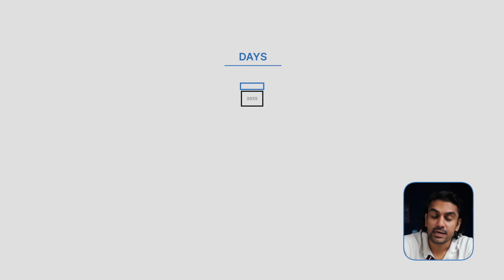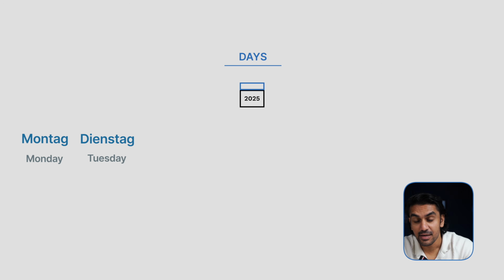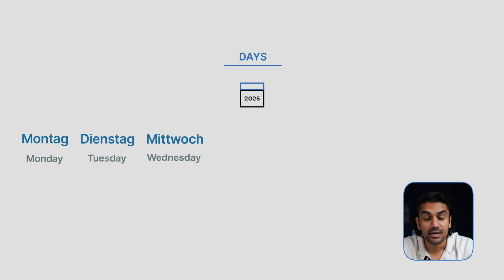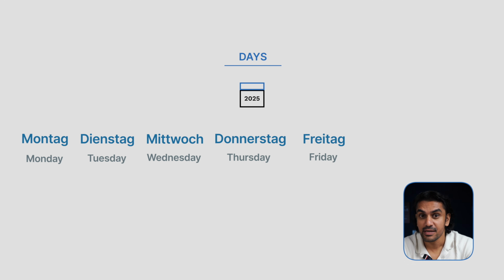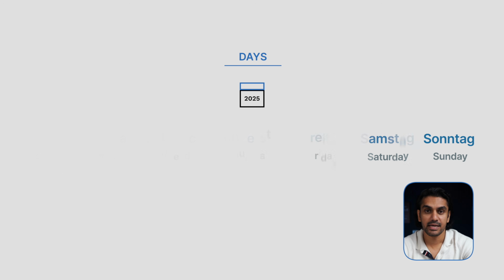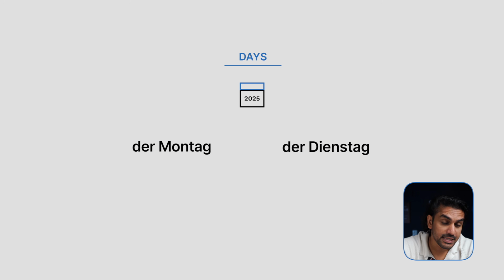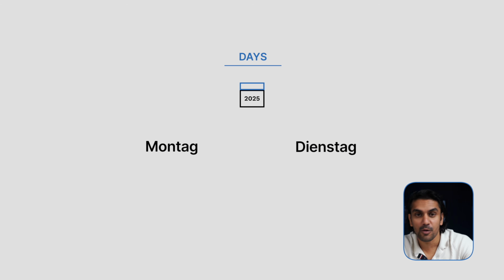Now, let's talk about the days of the week, or Wochentage in German. You can repeat after me. Montag, Monday, Dienstag, Tuesday, Mittwoch, Wednesday, Donnerstag, Thursday, Freitag, Friday, Samstag, Saturday, and Sonntag, Sunday. All the days of the week are masculine. So it's der Montag, der Dienstag, and so on. But in normal conversation, we usually drop the article.